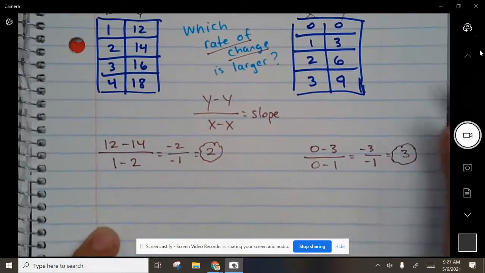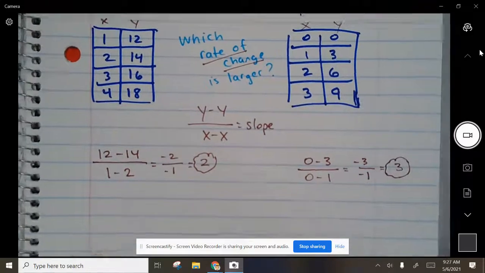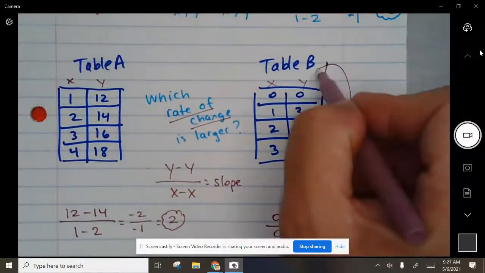All right? So here's the deal. Which one's larger? Obviously 3.